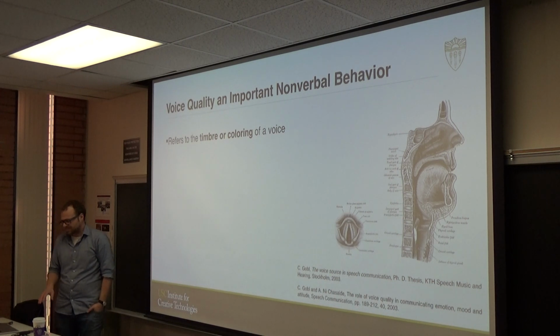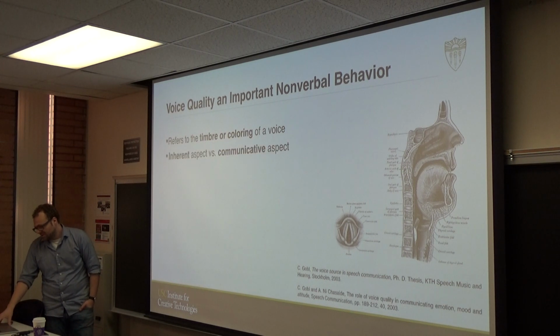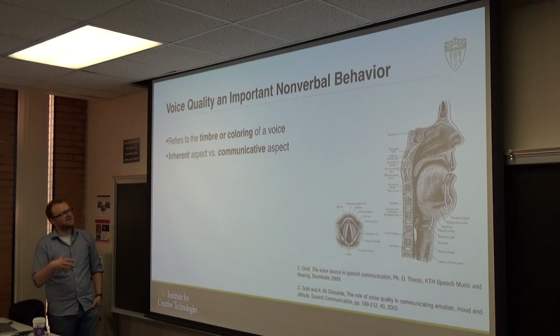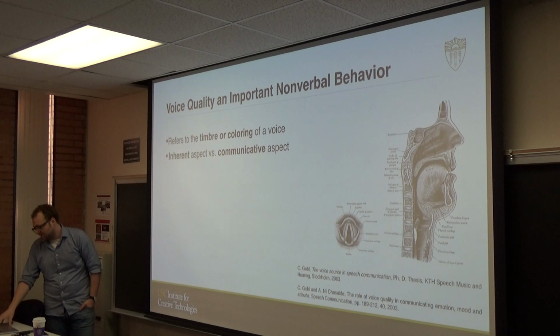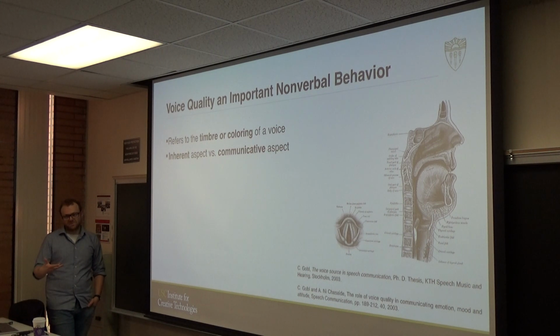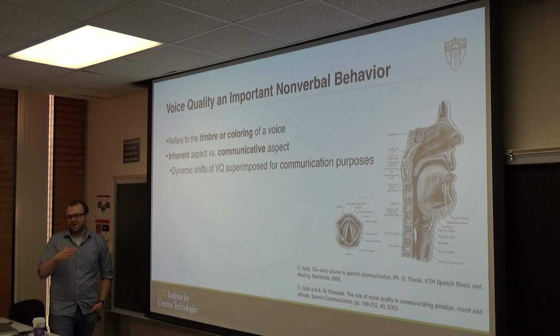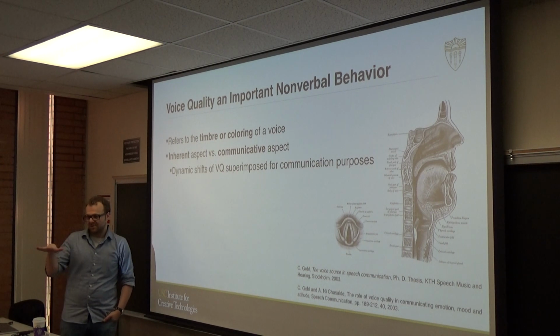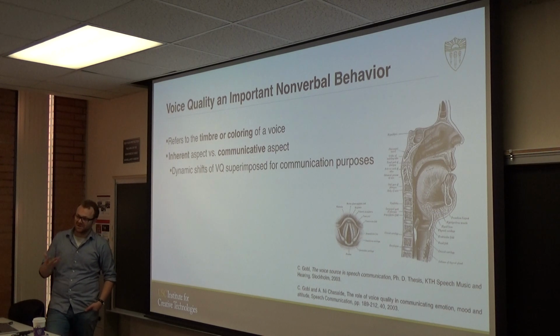Okay, and so I'd like to walk you through one of these examples, and the vocal tension is one of them. The voice quality of an individual reflects the timbre or the coloring of the voice. So there's an inherent aspect: my voice sounds different in voice quality than, for example, a female's voice or a baby's voice. But there's also a communicative aspect to it, so I can modify my voice quality dynamically and superimpose this onto my inherent voice quality to serve some communicative purposes.